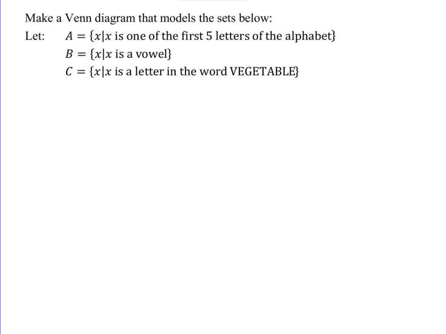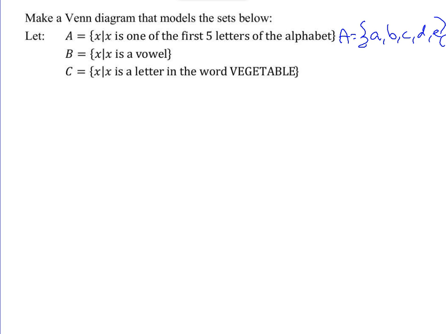We want to make a Venn diagram that models these 3 sets. So now I'm not giving you a backpack with pictures, I'm giving you set builder notation. So let's take a look at set A. In roster form, it says X is one of the first 5 letters of the alphabet. Well, we can come up with that pretty easily. So in roster form, set A is what? A, B, C, D, E. First 5 letters of the alphabet.